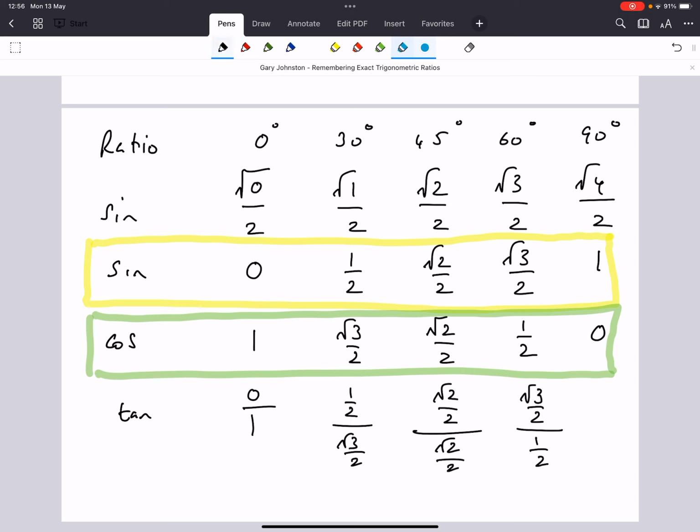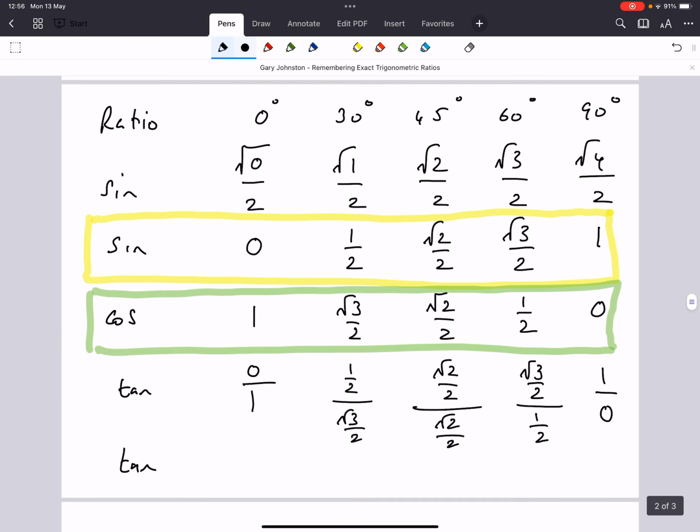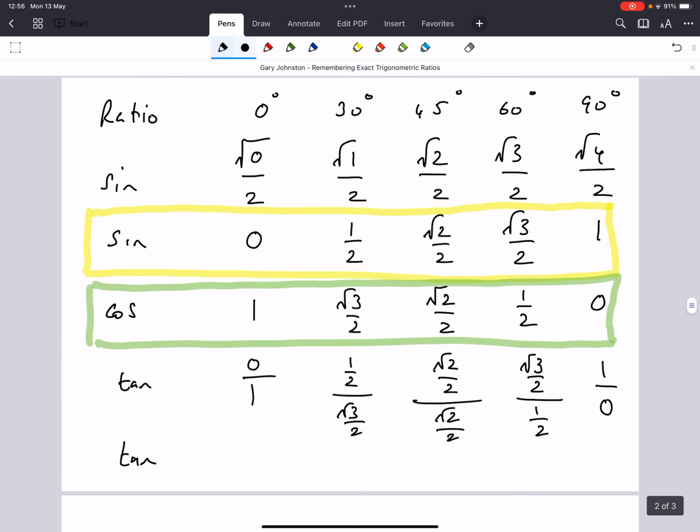And finally, we've got 1 divided by 0. So the tan of 90 degrees is 1 divided by 0. Okay. Now we can do some simplification. So I'll write the word tan again. Let me just drag the screen up to give me a bit of space. So tan of 0 degrees is just the simplification of this. So 0 divided by 1 is 0.